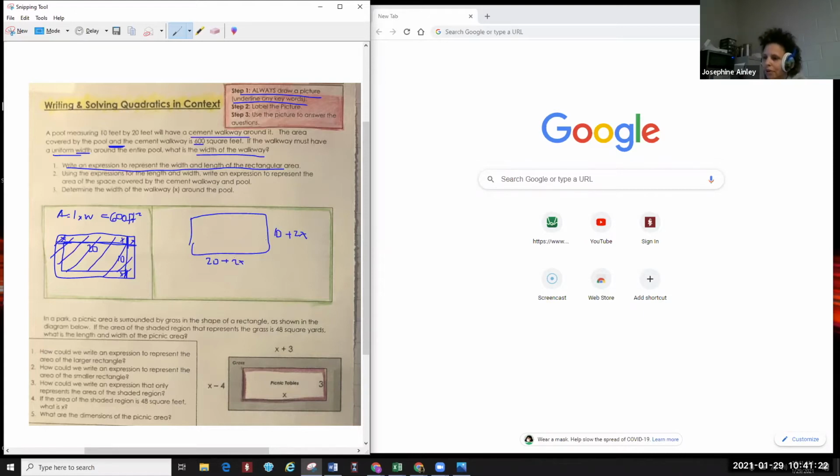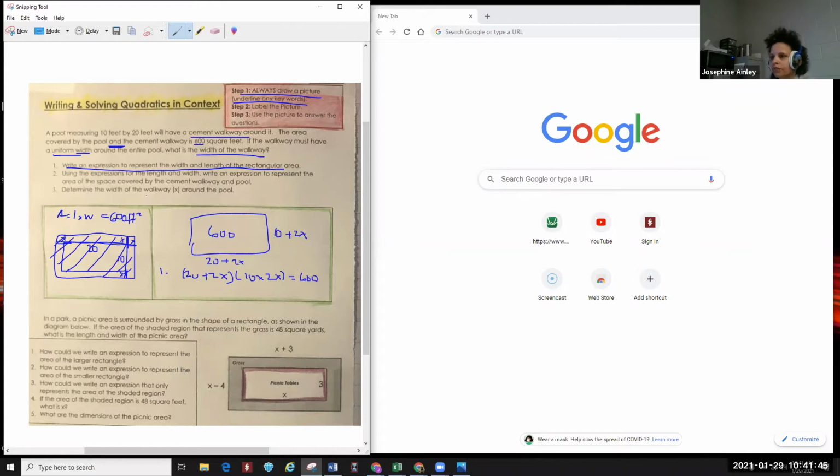And when I multiply those two together, I'll get that area of 600 feet. So the expression would be 20 plus 2X, times 10 plus 2X, equals, and when I multiply length and width, I'll get the 600 in the middle.